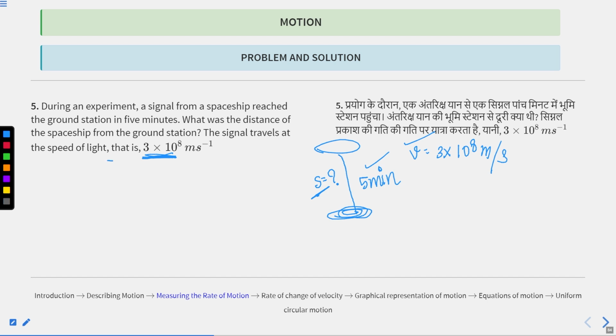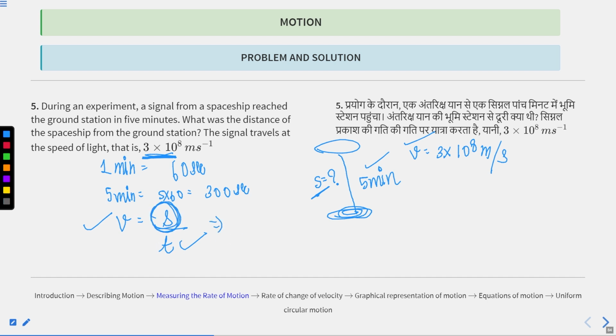To solve this question, first we will convert minutes into seconds. We know that 1 minute is equal to 60 seconds. Then 5 minutes will be equal to 5 into 60, which is 300 seconds. Then the formula is speed equals distance divided by time. V is given, T is given, we have to calculate S. So S is equal to V into T. That's how we will calculate the distance.